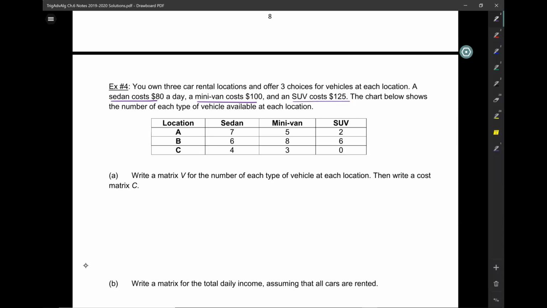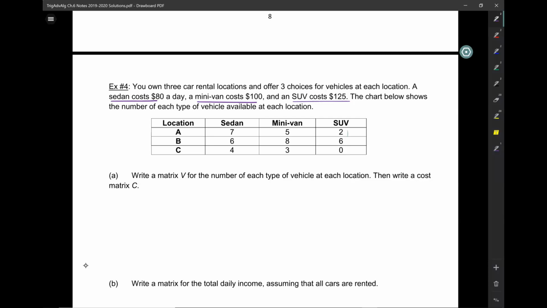available at each location. So in location A, you have 7 sedans, 5 minivans, 2 SUVs. In location C, you only have 3 minivans, and so on. Okay? And of course, each of these cars is placed at the standard 6 feet apart from one another. So, customers aren't mingling. Okay.